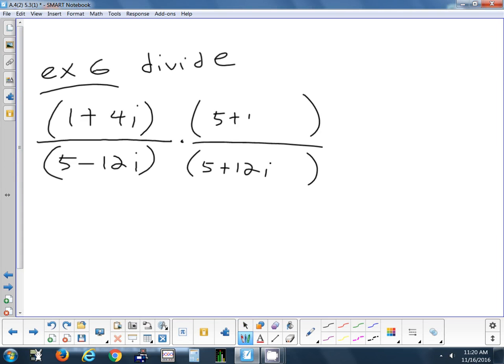5 plus 12i. Now the denominator using our trick should be really quick. What's 5 squared? 25. And 12 squared? 144. Add them up, 169, and that's it.